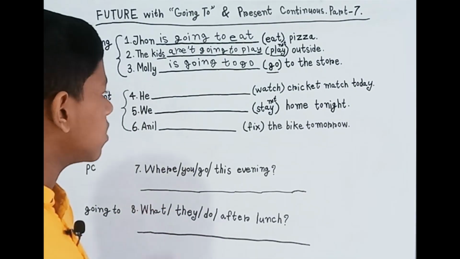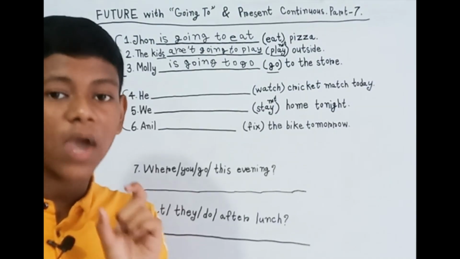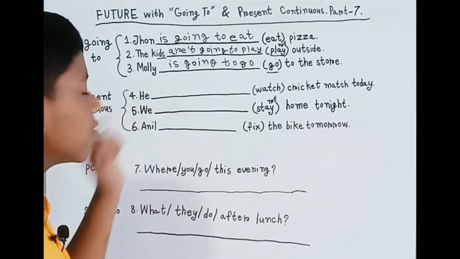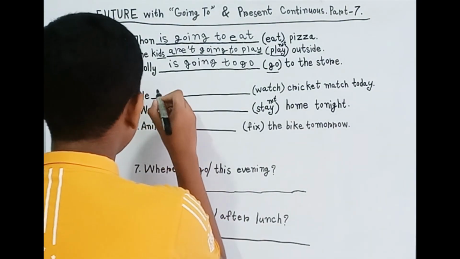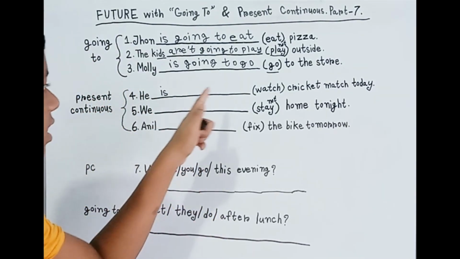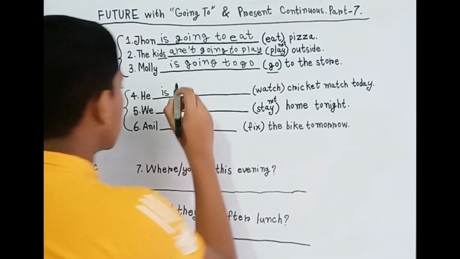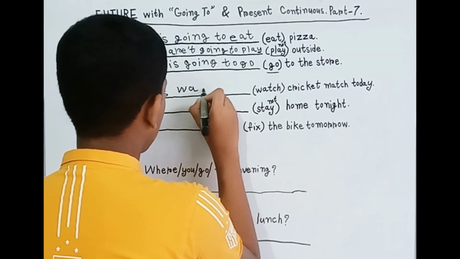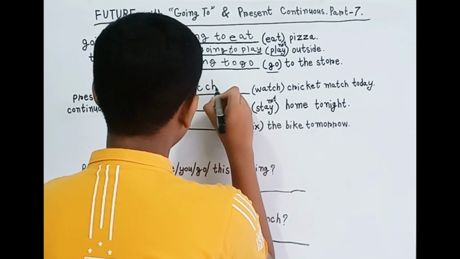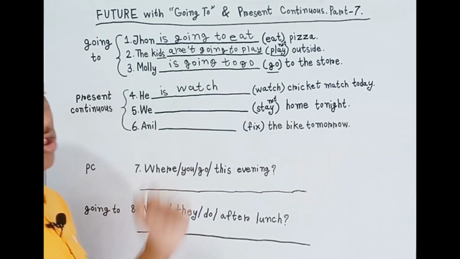So same like this, what can we put after the word he? Yes, we have to add is, because he is third person singular. So he is, okay, what's our verb here? Watching. Watch, then what can we add? ing.